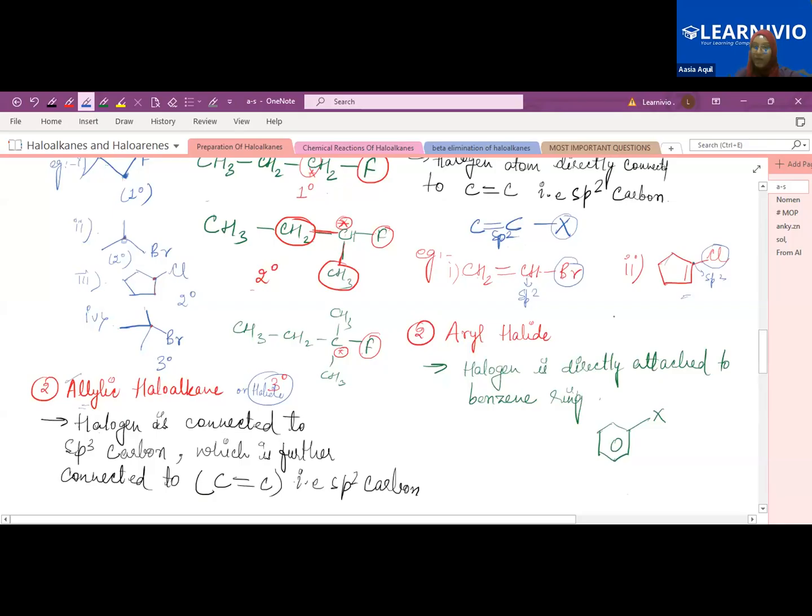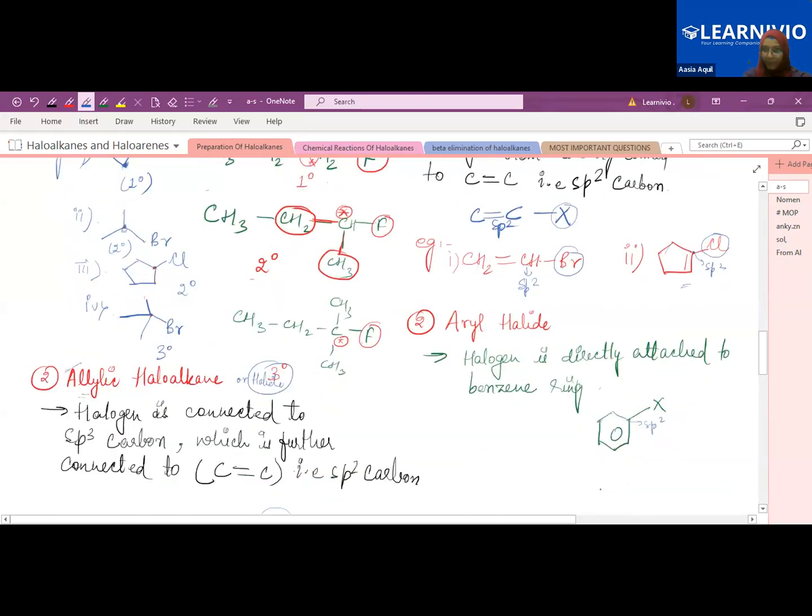Second type in this is aryl halide. We also call aryl halides haloarenes. In this, the halogen group is directly attached to the benzene ring. It's very simple. What is aryl halide? Halogen group directly attached to the benzene ring, so it is known as an aryl halide. And you know very well, this carbon in the benzene ring is sp2 hybridized. That's why this is a classification of this type.